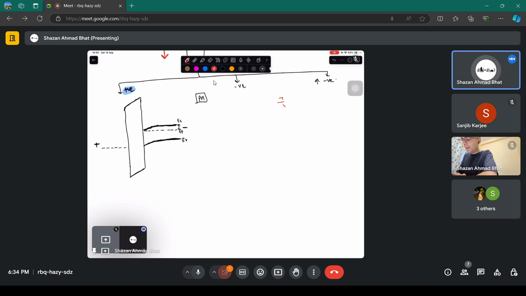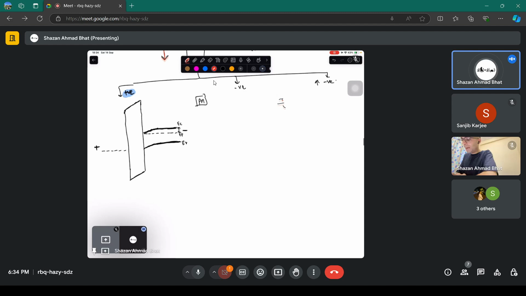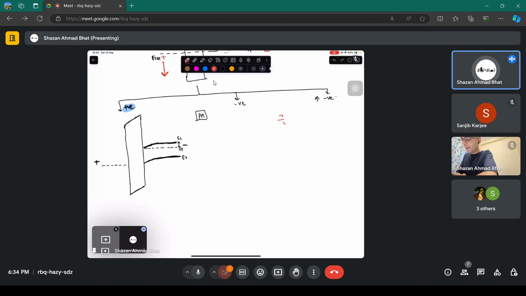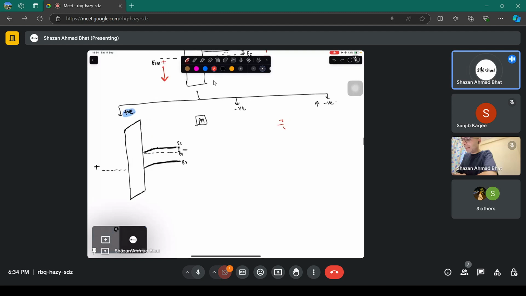So whenever there is a bending in this region, it indicates that there is an electric field present. This slope tells you about the electric field present inside this system, which is the electric field developed at this interface.